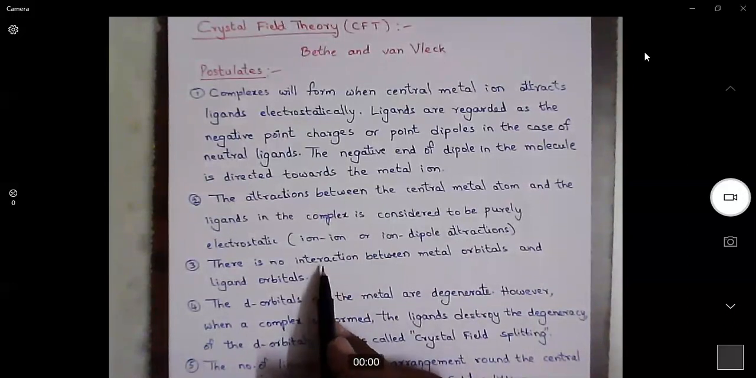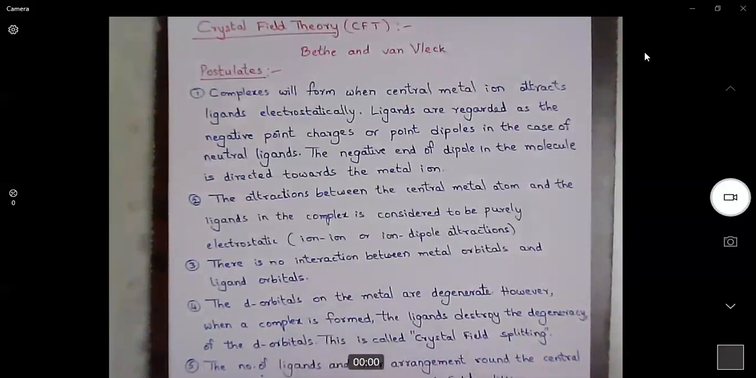Though the bonding involves orbitals, there is no interaction between metal orbitals and the ligand orbitals. They play very little role in the formation of the complex. The d orbitals on the metal are degenerate. What is degenerate? Degenerate means having the same energy.